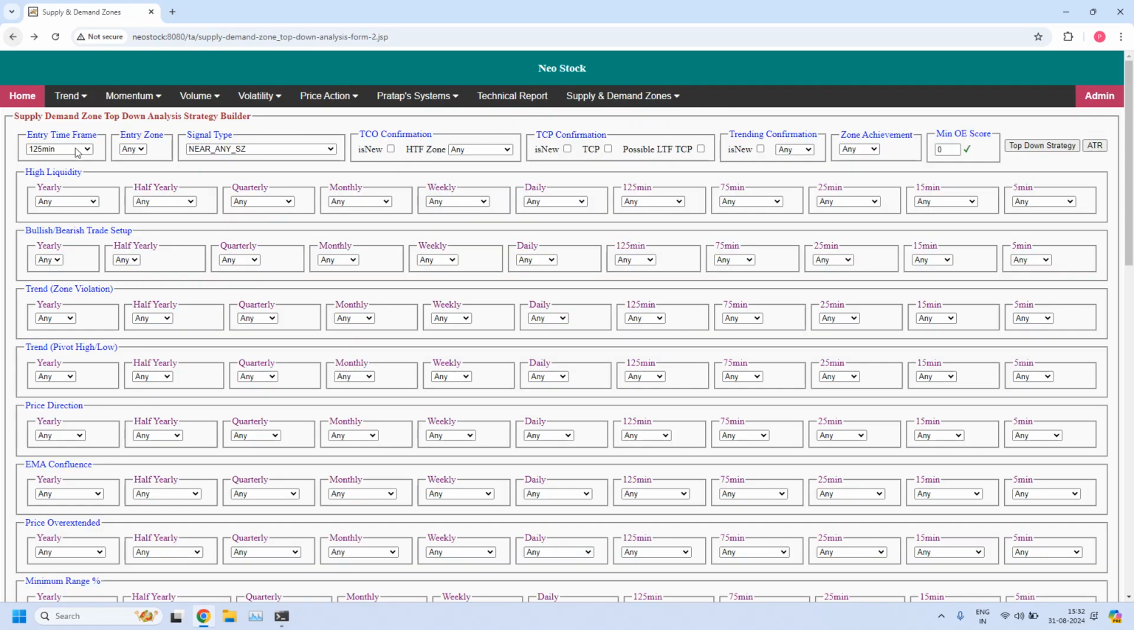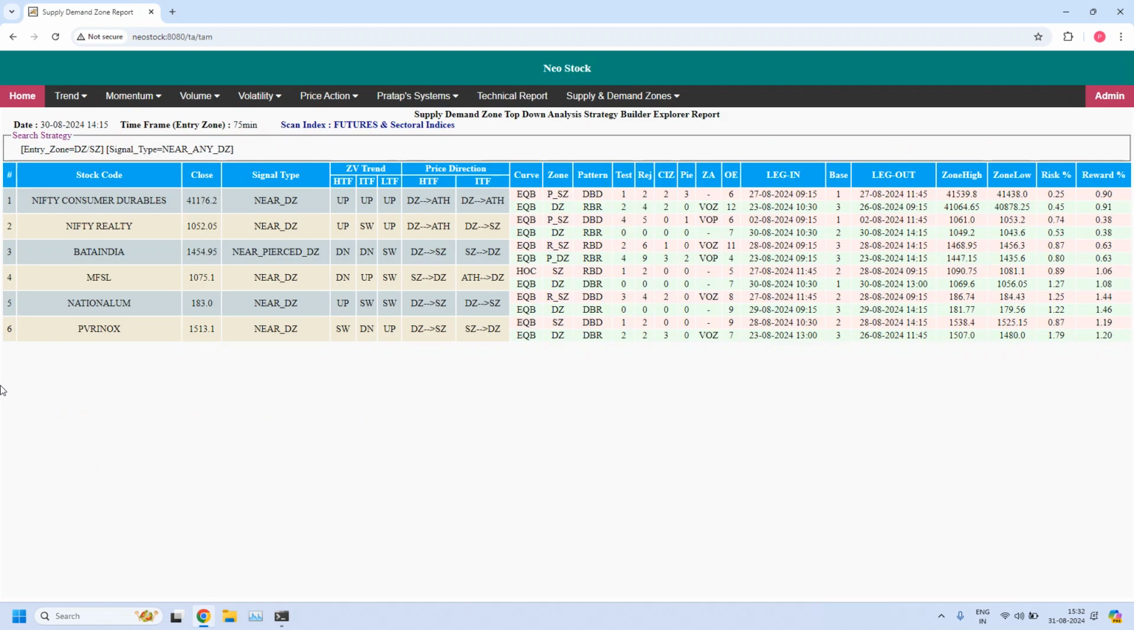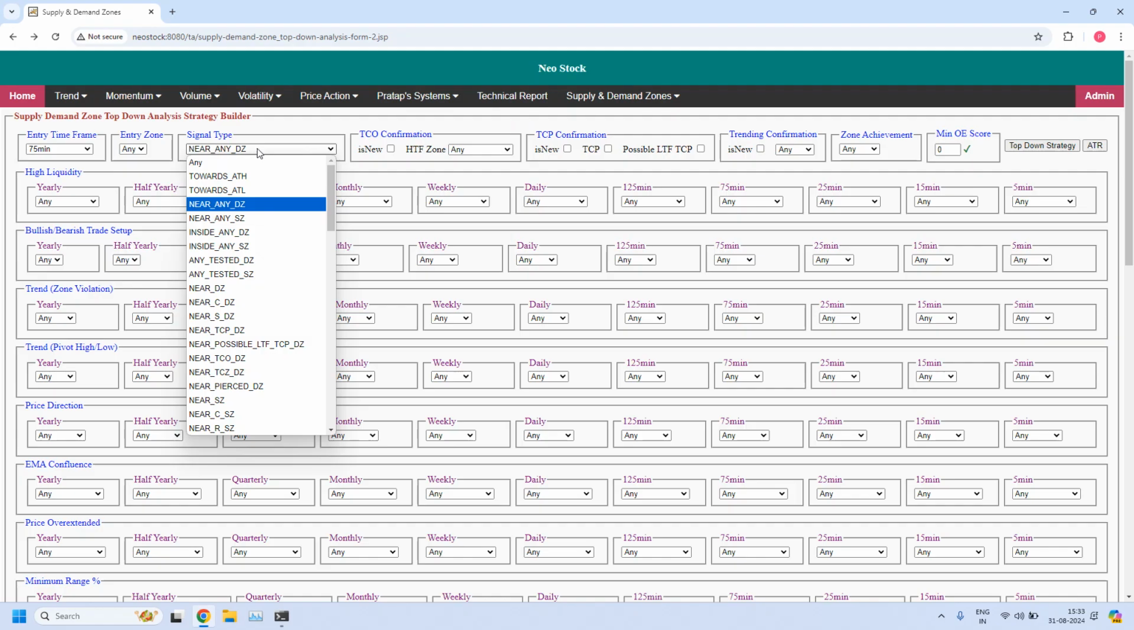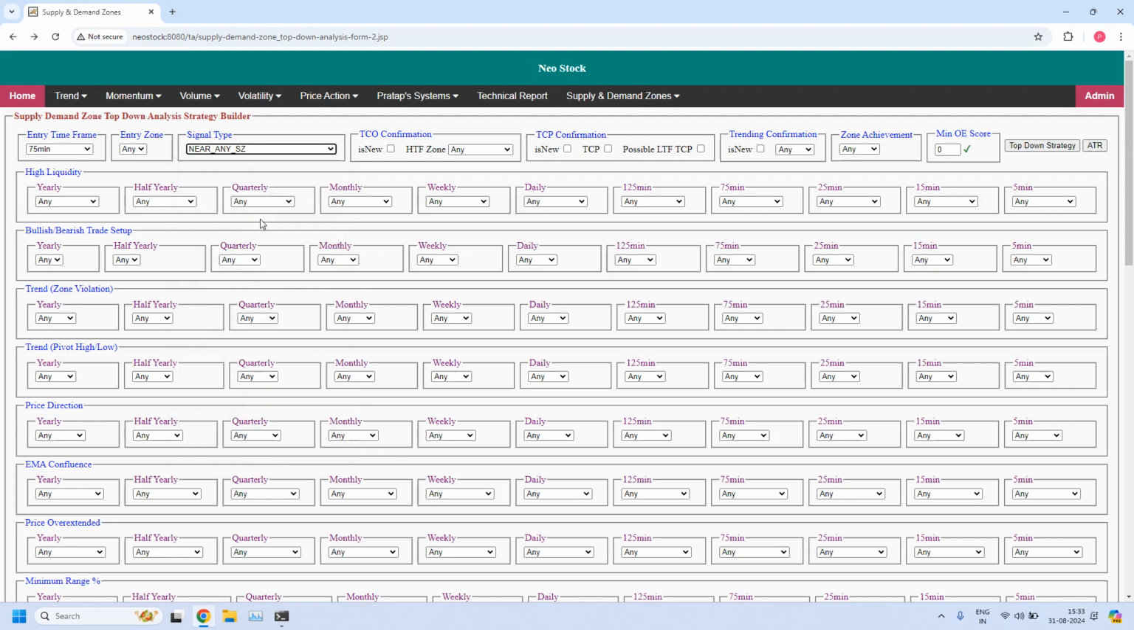And the next time frame is 75 minutes. Let us find the stocks near 75 minutes demand zone. 6 stocks are filtered. Let's verify any high liquidity 75 minute zones. No, we don't have any high liquidity 75 minute zones from this list. The next report for 75 minutes time frame. Let us find the stocks near 75 minutes supply zone.